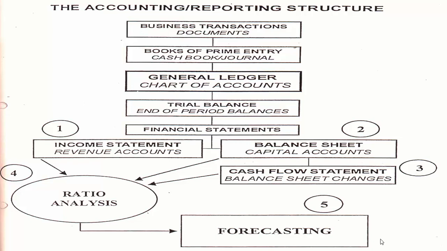We start off with what we call business transaction documents. These are invoices, goods delivery notes. These are things that show that a transaction has actually occurred, because you can't record it until it's actually happened. We take these transactions and record them in the books of prime entry. This is where we do your journal entries. A journal entry is just where you debit something and you credit something else. All that means is you add it to the one thing and you take it away from the other thing.